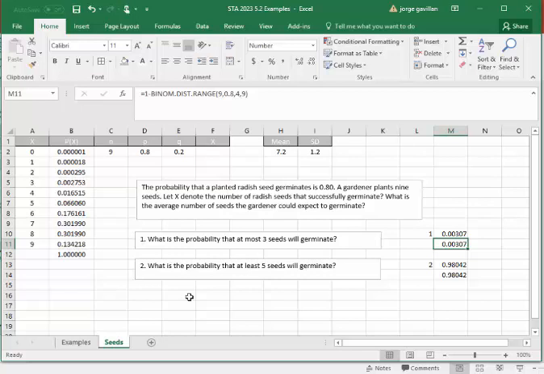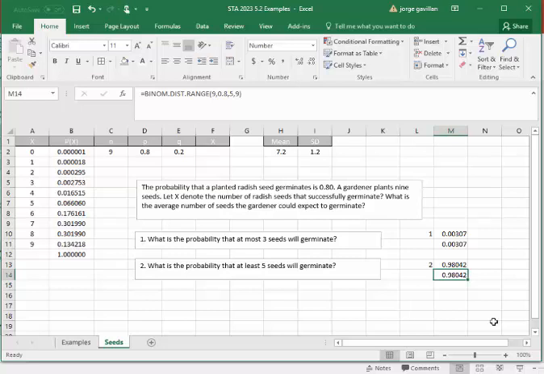Now the next one, number 2, is what's the probability that at least 5 seeds will germinate? So from the previous example, you know that that's the probability of 5, 6, 7, 8, and 9 summed up, right? And so using this table here, I can sum up everything from 5 to 9, and I get my answer, which is about 0.98, right? About 98% that I will get at least 5 seeds germinated. And there's another way of doing it again, and that's using the binomial distribution range function in Excel. And so those are the two ways that I can find at most and at least.